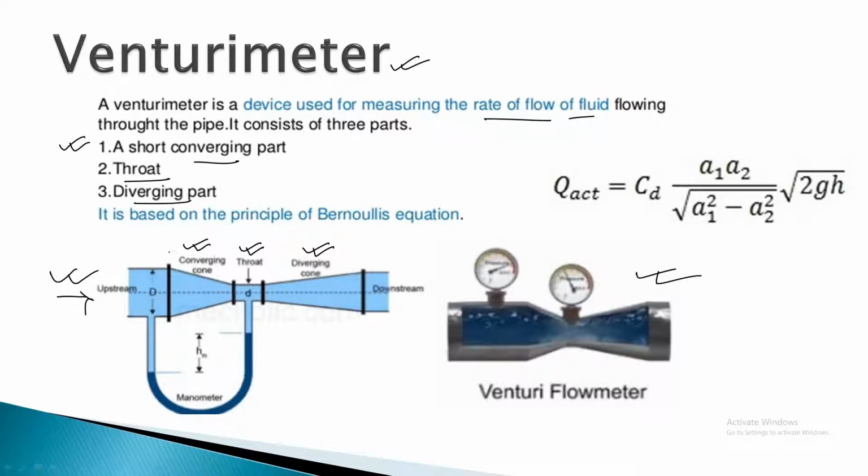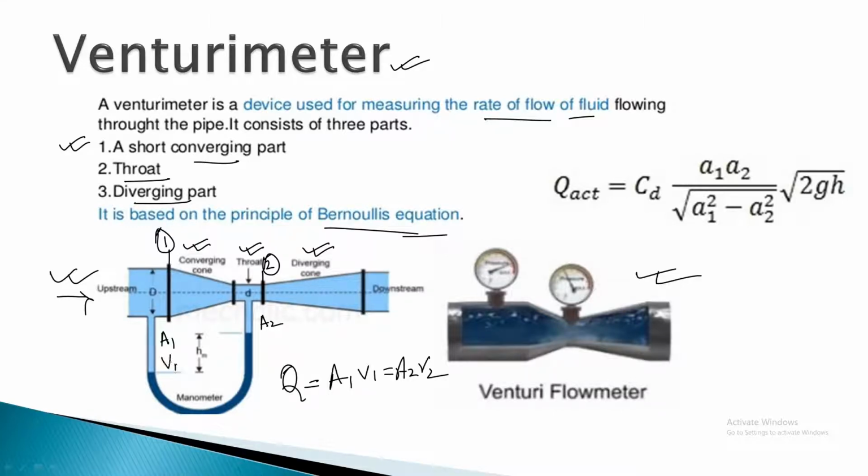Initially, suppose this is section 1 and this is section 2. If you consider these two sections, we can apply Bernoulli's equation, because it is based on the principle of Bernoulli's equation. Now, as per the continuity equation, Q equals A, that means the discharge equals A1 V1 equals A2 V2, right? If we consider this area A1 and this A2, definitely A1 is greater than A2.